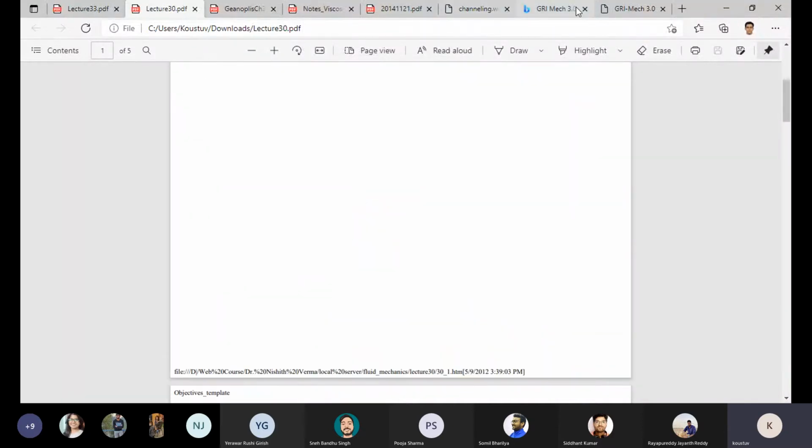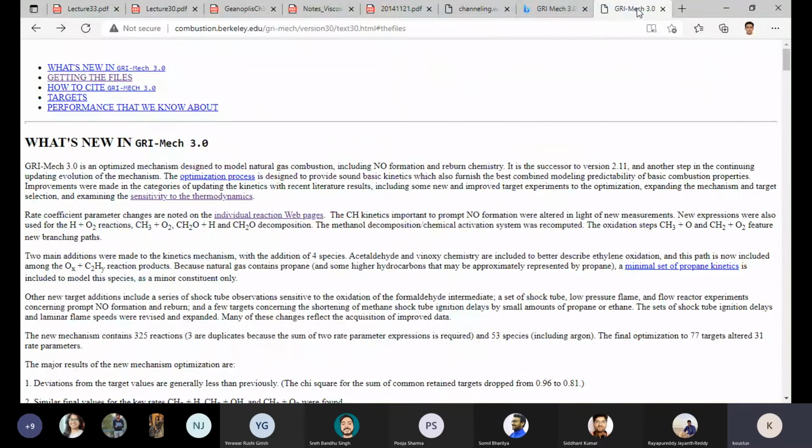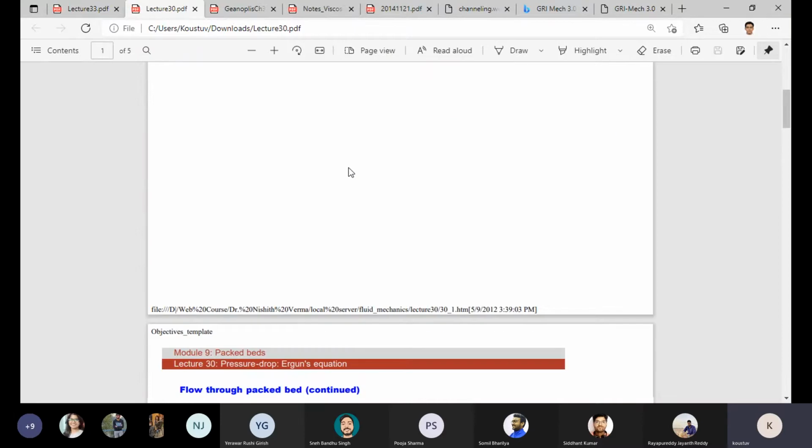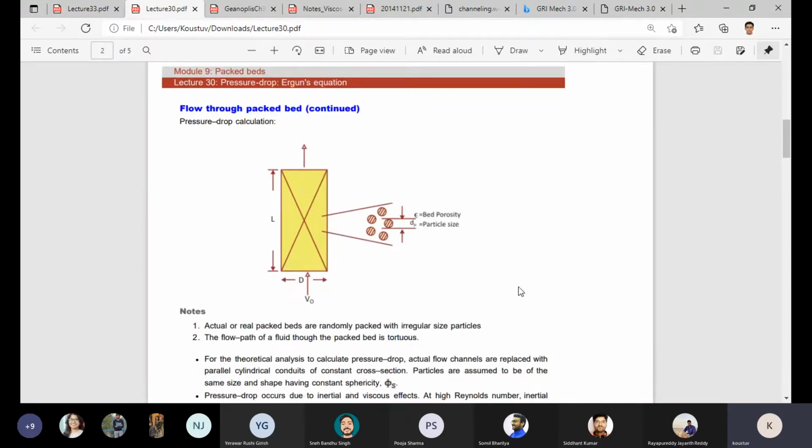Are you able to see this? No, no. Can you see this flow through packed bed, this page?